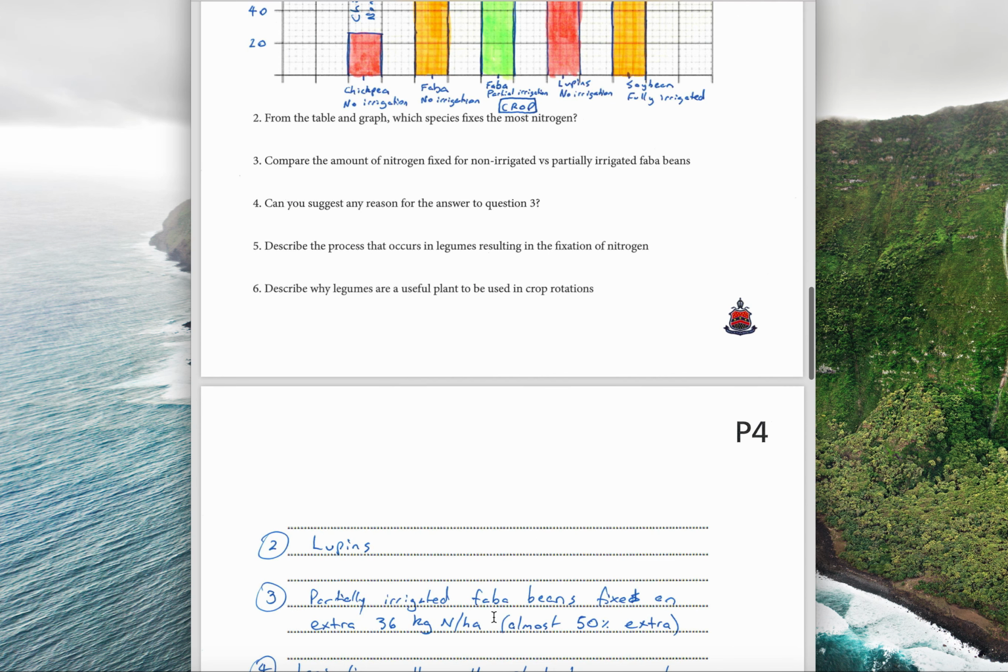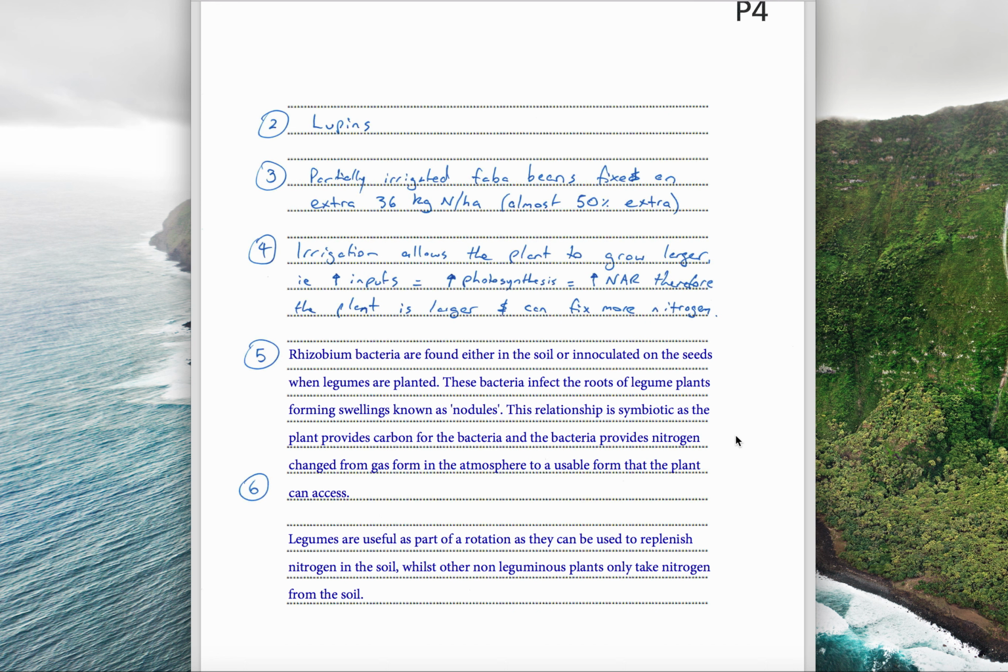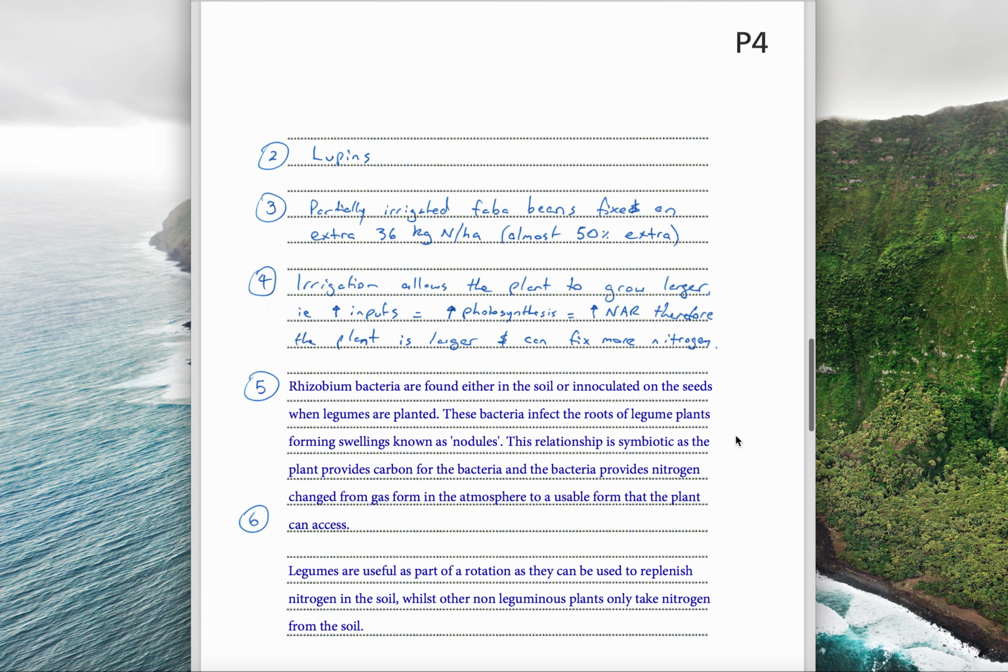Describe the process that occurs in legumes resulting in the fixation of nitrogen. Rhizobium bacteria are found either in the soil or inoculated on the seeds, as I mentioned, when legumes are planted, sprayed as a coating on the seeds. These bacteria infect the roots of legume plants and form swellings known as nodules. This relationship is symbiotic, as the plant provides carbon for the bacteria, and the bacteria change nitrogen from gas form in the atmosphere to a usable form that the plant can access.